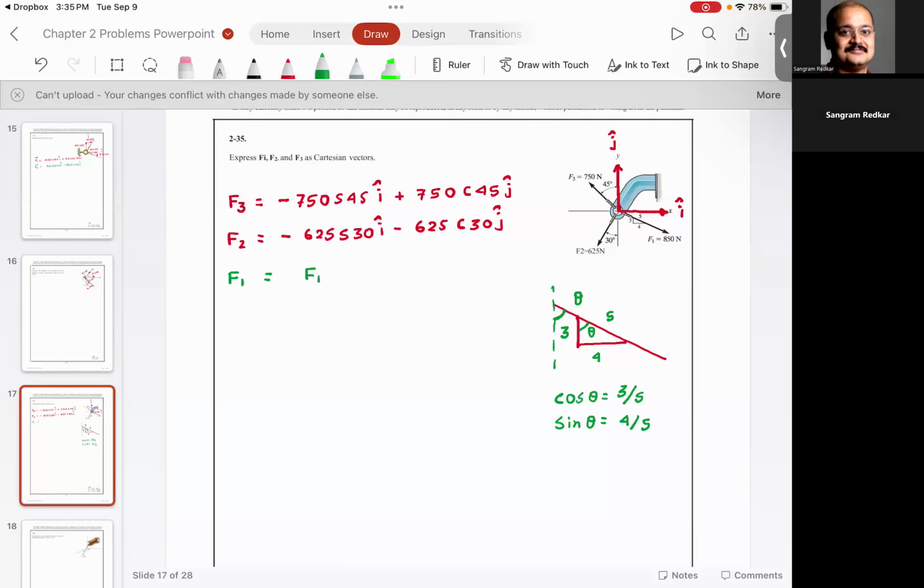And F1 is equal to F1 sine theta I minus F1 cosine theta J. And you can substitute the values of F1 and the values of sine theta and cosine theta, and you get your answer. Everyone understood this?